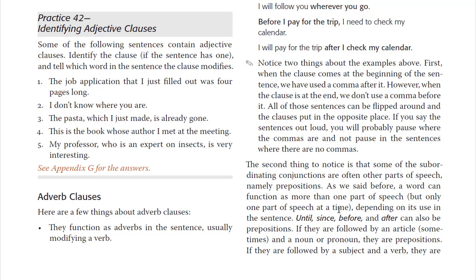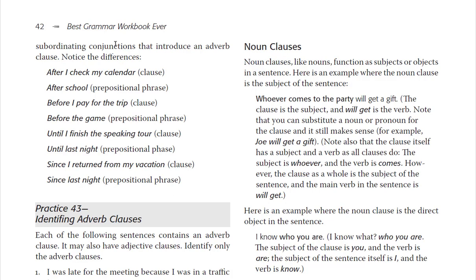The second thing to notice is that some of the subordinating conjunctions are often other parts of speech. As we said before, a word can function as more than one part of speech, but only one part of speech at a time, depending on its use in the sentence. Until, since, before, and after can also be prepositions. If they are followed by an article and a noun or a pronoun, they are prepositions. If they are followed by a subject and a verb, they are subordinating conjunctions that introduce an adverb clause. Notice the difference. After I check my calendar, clause. After school, prepositional phrase. Before I pay for the game, clause. Before the game, prepositional phrase.